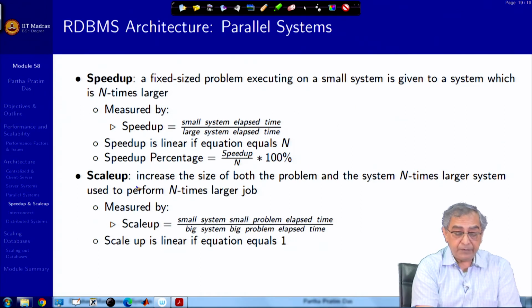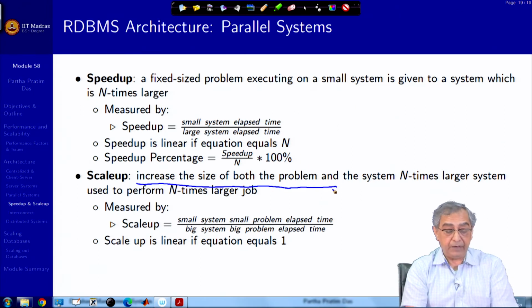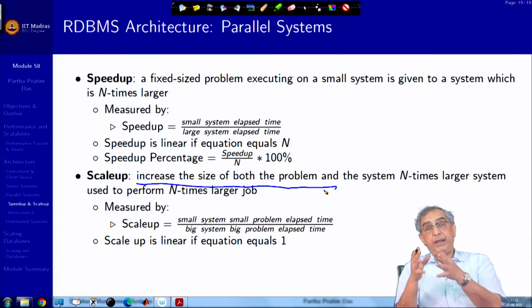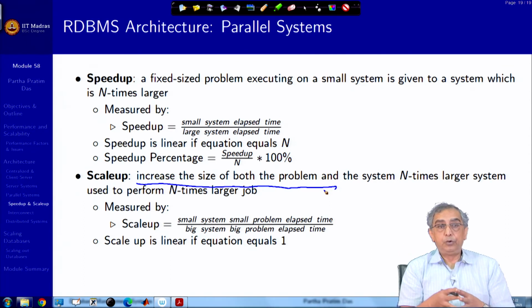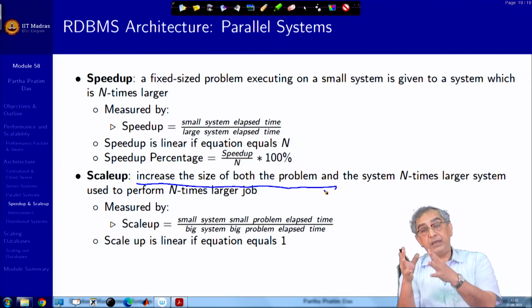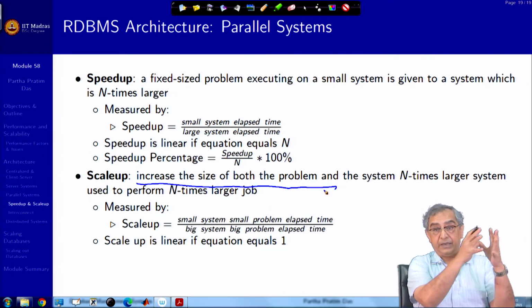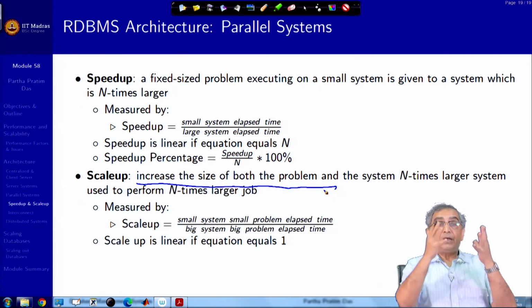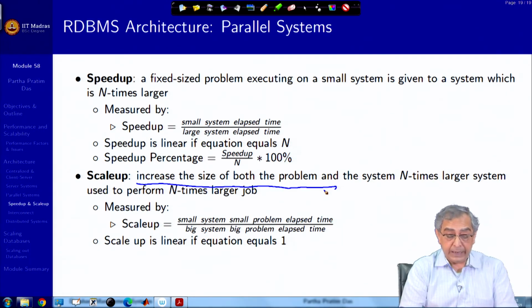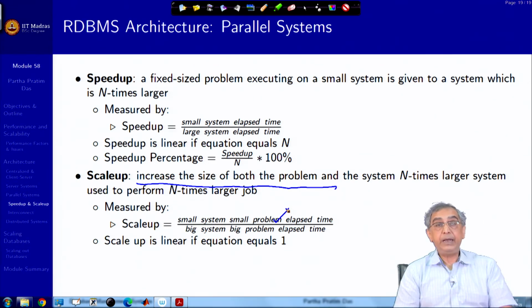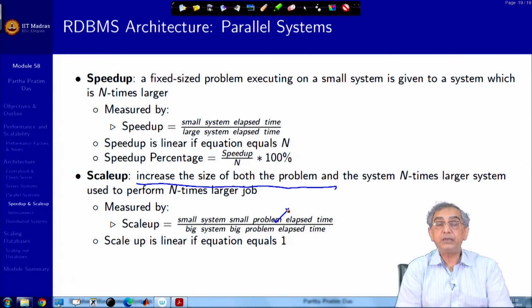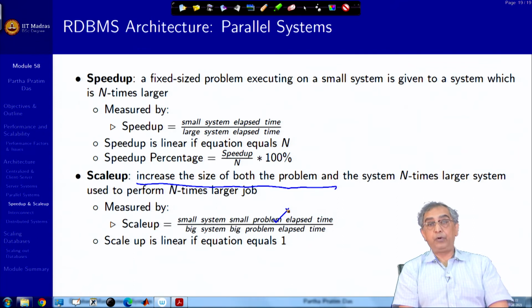Similarly, we have a concept of scale up. If we scale up, we increase the size of both the problem and the system n times larger to perform an n times larger job. Earlier the job size was fixed and we just increased the system. But if I increase the job size also, then the small system running on the small problem, the time it takes, and the big system running on the big problem, the time it takes, what is that ratio? Naturally, it cannot be more than 1.